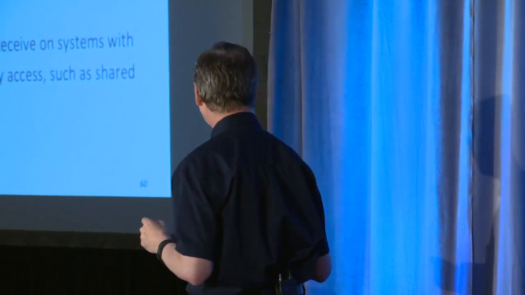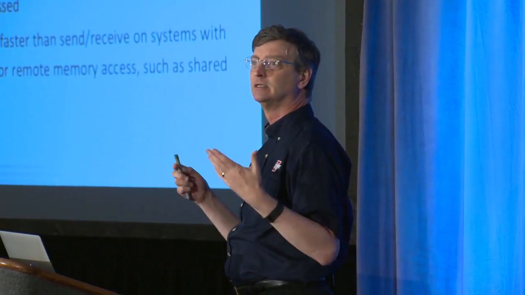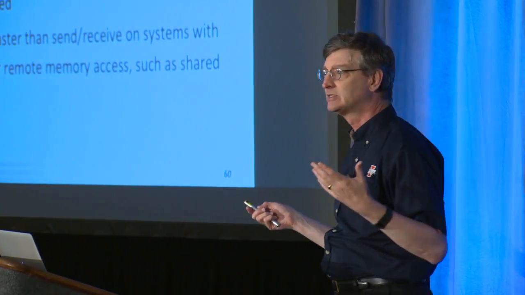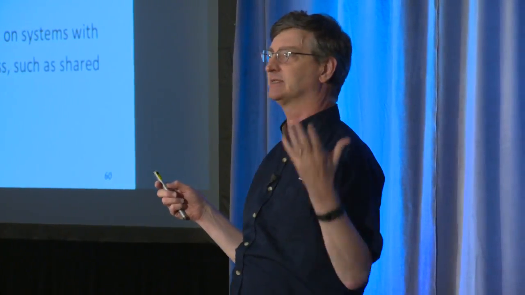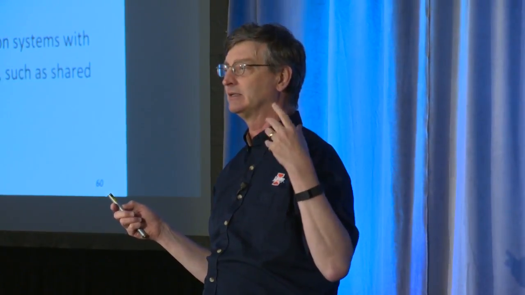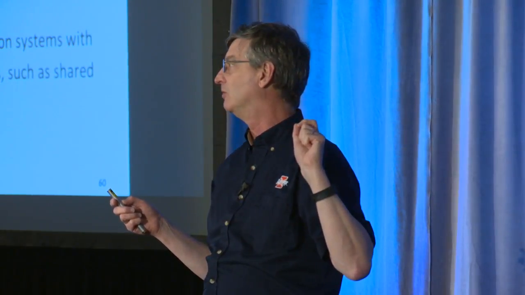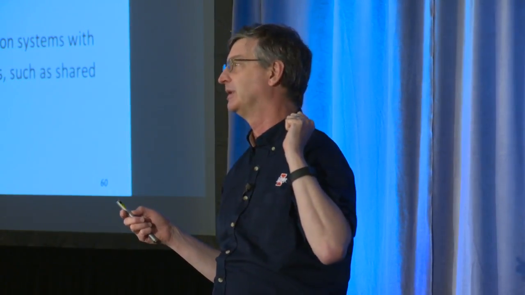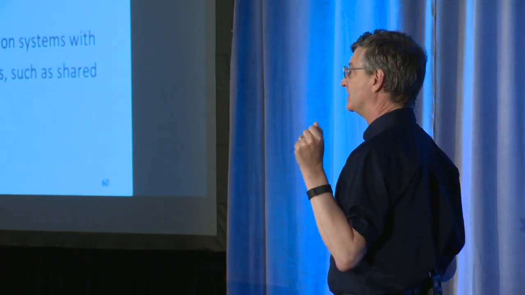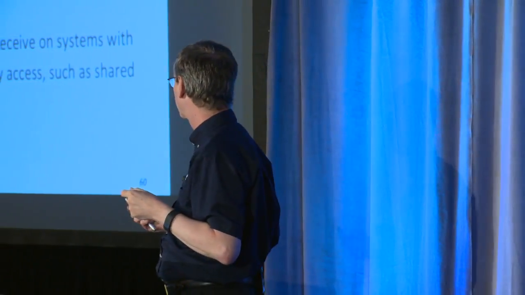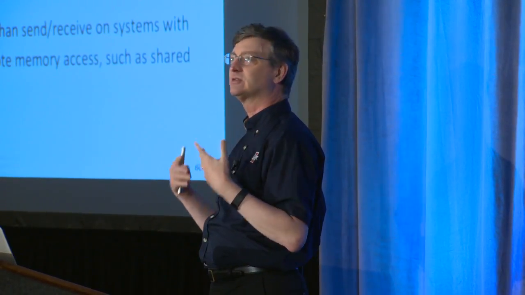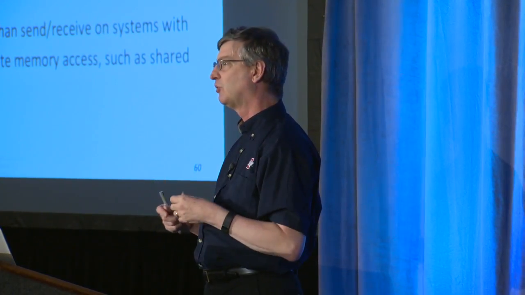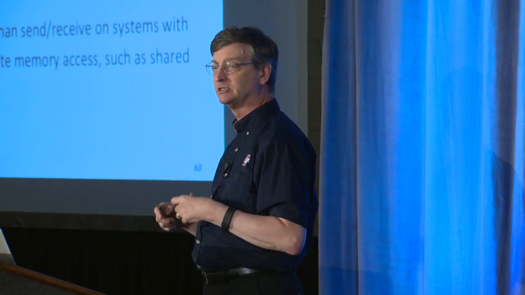There are some things that are easier to express. In one-sided, it's sometimes the case that the process that has the data to send it knows where the data needs to go, but the process that's receiving it might not know where the data is coming from. And so in this case, a one-sided model can work better. And again, advanced hardware for networks that supports some of the one-sided operations can be much faster.